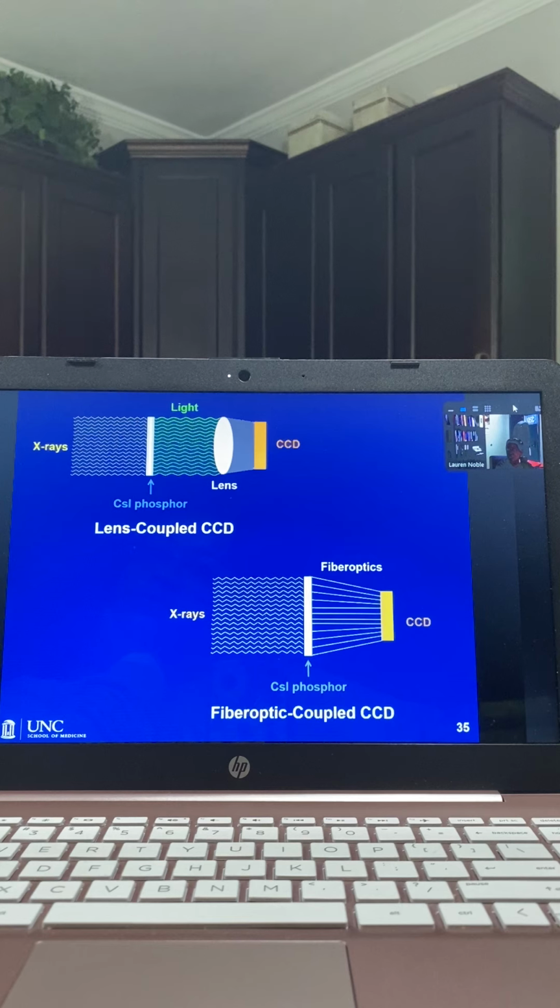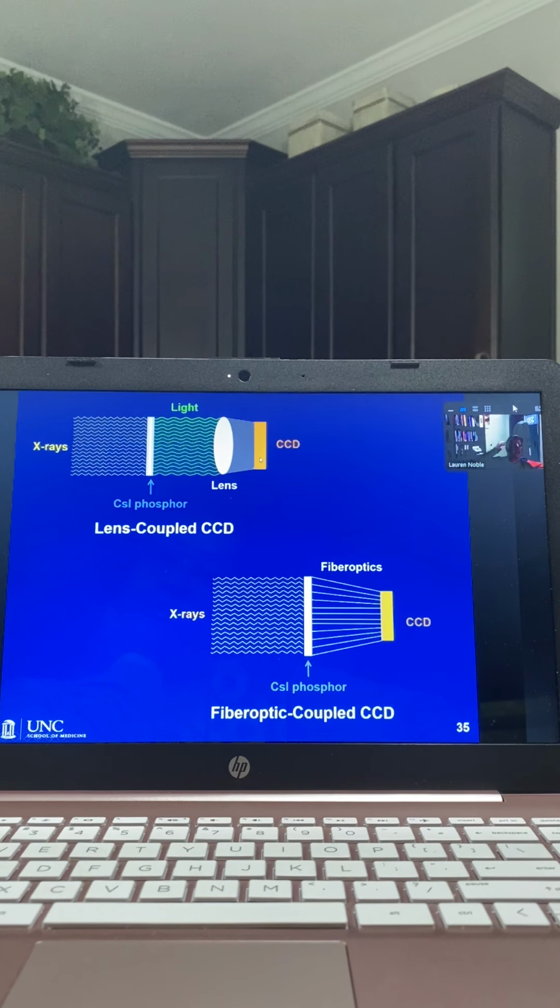Anybody remember what isotropic means? Isotropic means light spreads out in all directions. So if we have X-rays coming in and those X-rays get converted to light, we don't want that light just to fan out all over the place, because then we lose our image data. So there's a lens in place, and that lens will focus the light to the CCD chip. Okay? The lens will focus the light to the CCD chip.